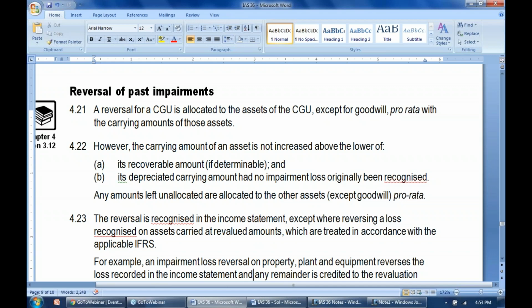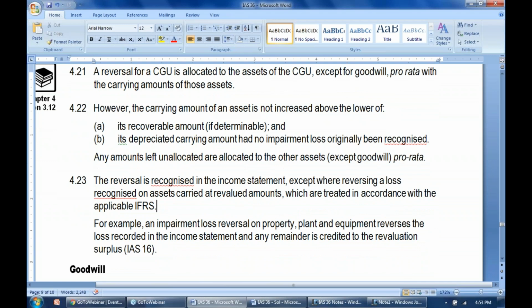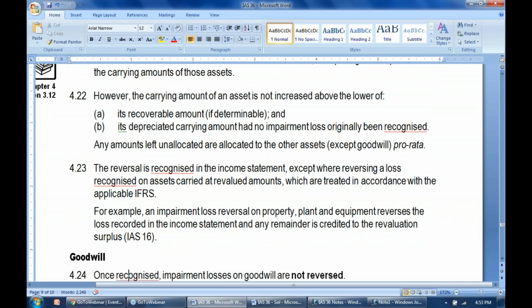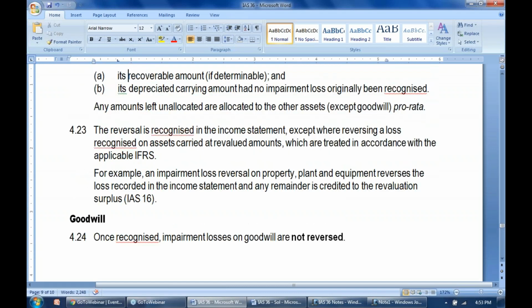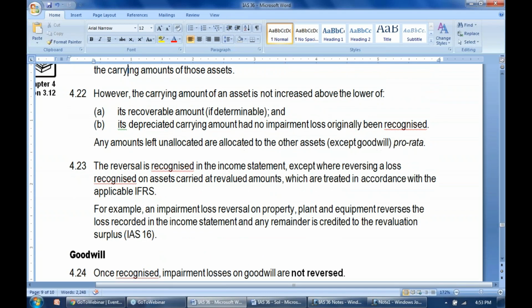Ignore 4.22. Shift to 4.23. The reversal is recognized in the income statement, except when reversing a loss recognized on a revalued asset, which is treated in accordance with the applicable IFRS. This point is another important thing: once goodwill impairment loss is recognized, it is not reversed.